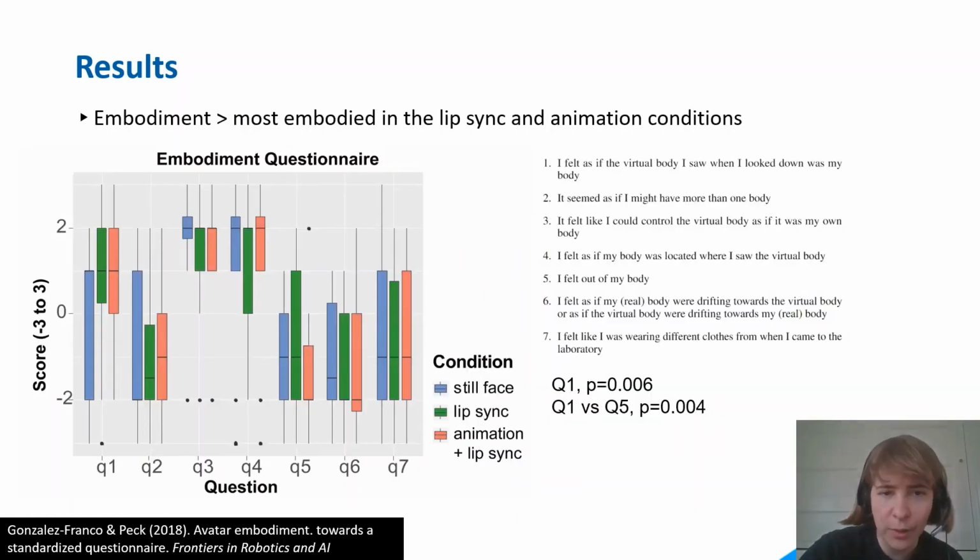When we go to the embodiment results, we find that people were most embodied in the lip sync and animation conditions. They were embodied in all the conditions, but question one was particularly significantly different for the lip sync and animation plus lip sync conditions. This suggests that self-identification might also be a byproduct of embodiment, and the other way around: the stronger the face identification you have, the stronger the embodiment.